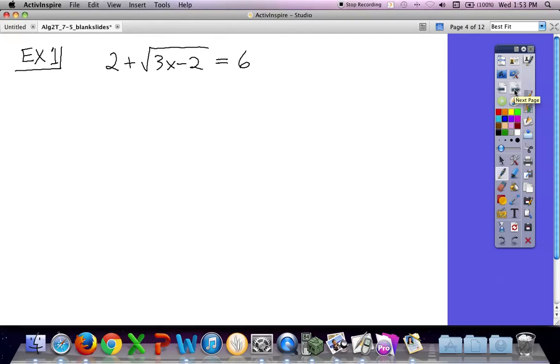So this is our first example. First step would be isolate. What do I have to do to isolate this radical? Subtract 2, right? The radical is not alone on the left-hand side. So if I subtract 2, now I've got the square root of 3x minus 2 equals 4. That was the isolate part.